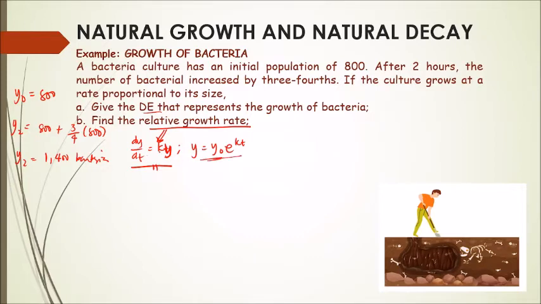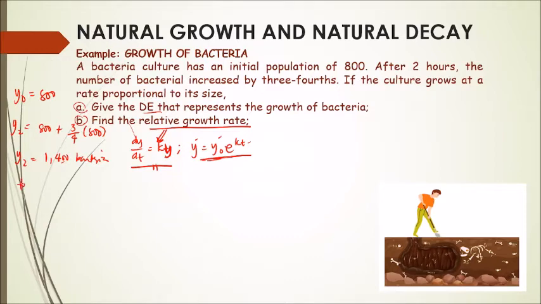So, before giving the answer for A, we can actually get B first. How? We have this general solution. And if you see, we have an initial value of 800, so we can substitute it for y sub 0. And then, we have a new amount, which is 1,400 after 2 hours. So, we can have it here as the y, and t is equal to 2. So, we can find k.